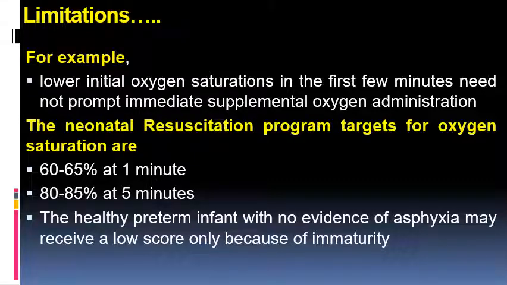And on the other side, a healthy preterm infant with no evidence of asphyxia may receive a low score only because of immaturity. We have to understand that the preterm baby is healthy and there is no asphyxia, but still the score is less. That is purely because of the immature physiological organs. That may be the only reason why the baby gets a very low score during Apgar score assessment.